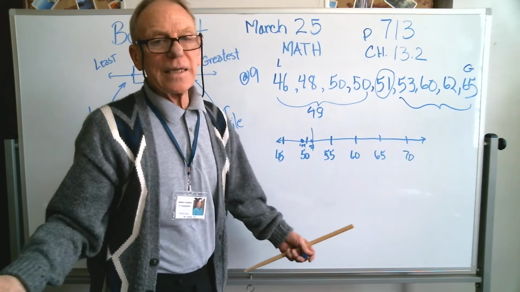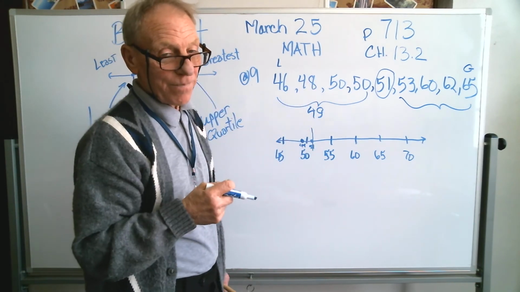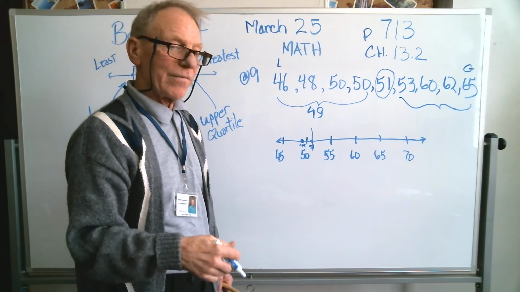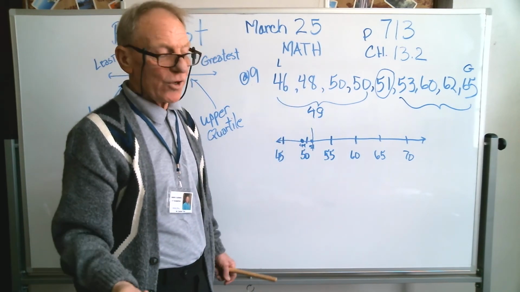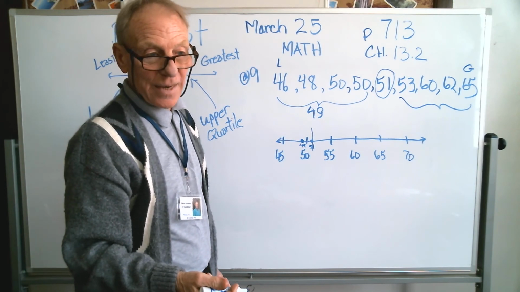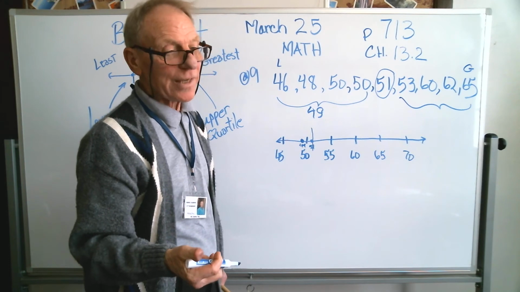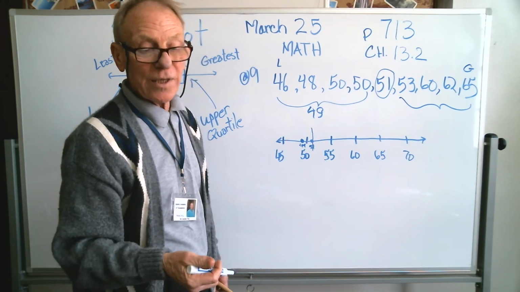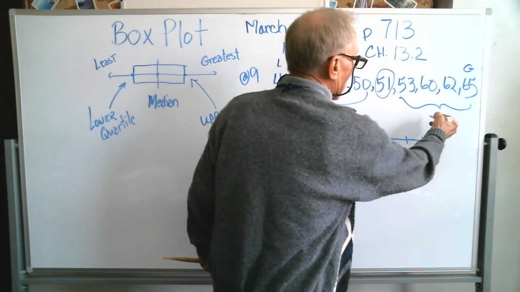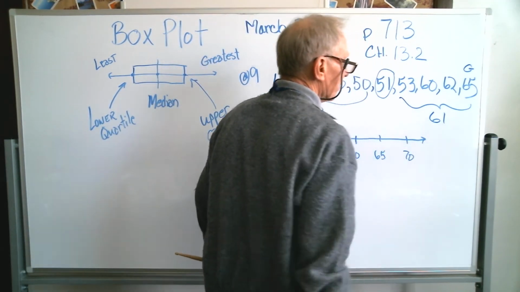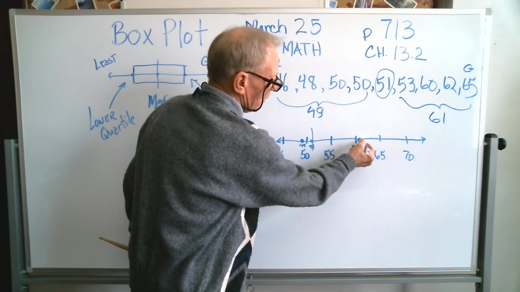Now, we go to the other end of this. And again, we've got an even amount of numbers. So we want to take the two middle numbers, add them together, divide it by 2. 60 and 62 is 122, right? Get those calculators going. Now take 122 and divide it by 2. Our upper quartile is going to be 61. So 61 is going to be right about there.